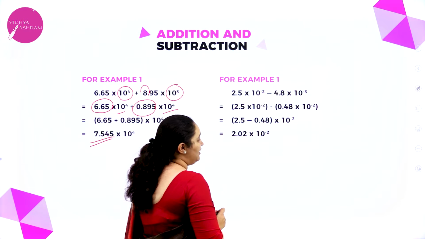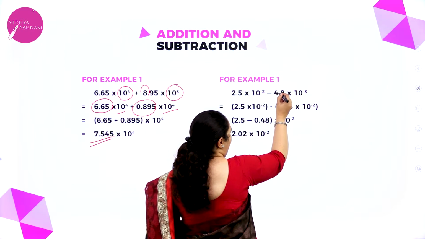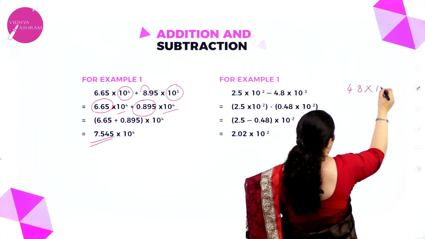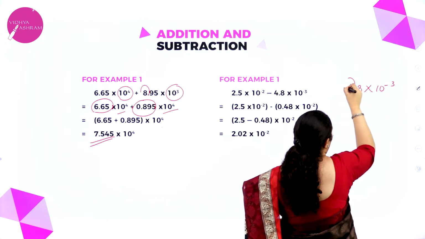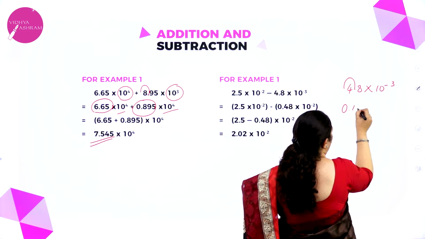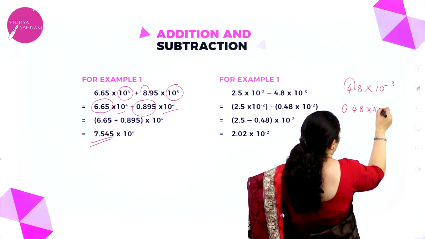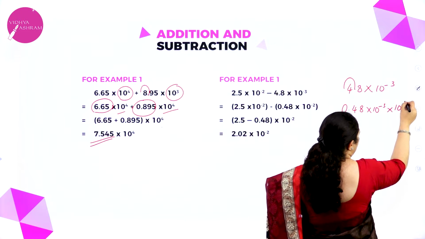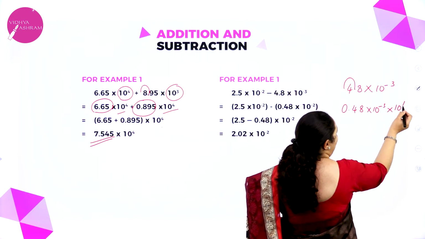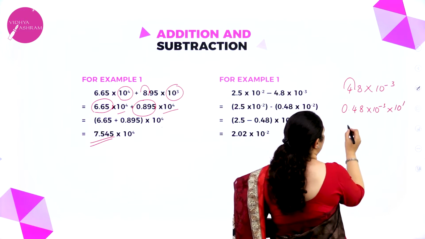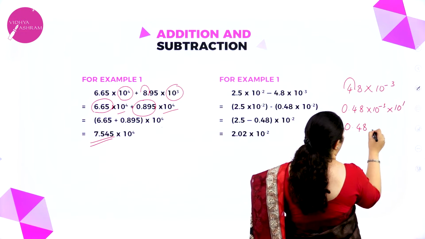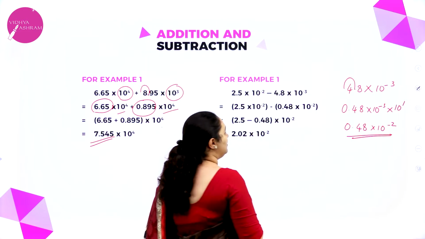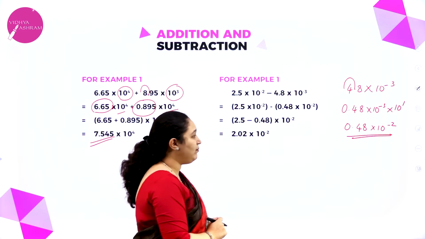Here what I have done is, I have moved the point of 4.8 into 10 to the power minus 3 by one place. So I will get 0.48 into 10 to the power minus 3. As I move the point by one place, I will get 10 to the power 1. Minus 3 plus 1 is minus 2. So it is 0.48 into 10 to the power minus 2. So that is written here, 0.48 into 10 power minus 2.